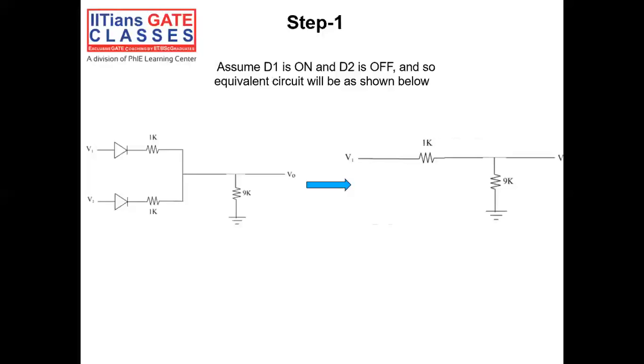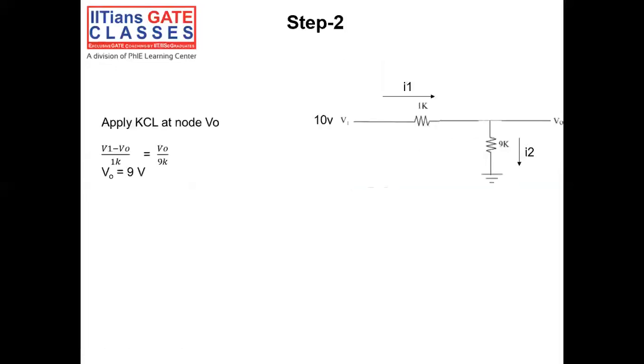So based on the new assumption, we can draw the equivalent diagram, right? D2 is off, so we can replace it with an open circuit. That's why we have not shown it here: if D2 is off, it is an open circuit, so no current will flow in this branch. So we have just opened it, right? And D1 we still assume to be on, so D1 will be replaced with a short circuit wire, right? So step 1 is done. Now we'll go to step 2 and calculate the answer.